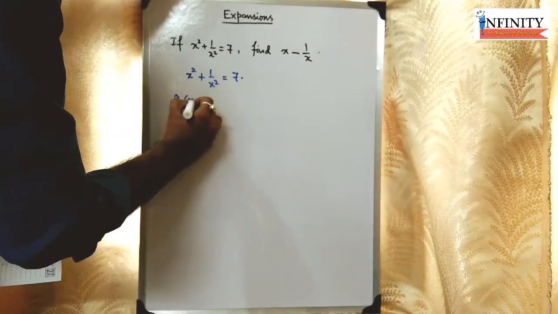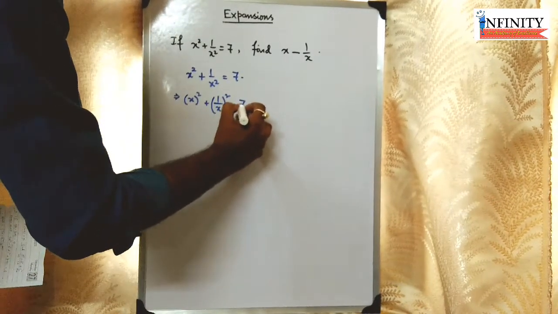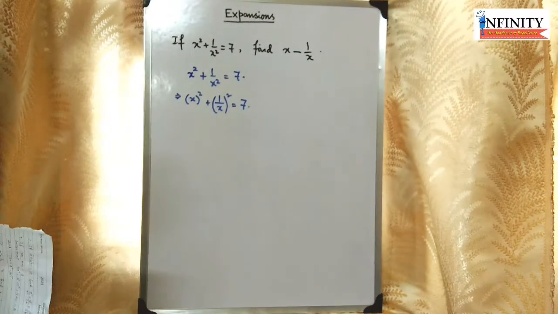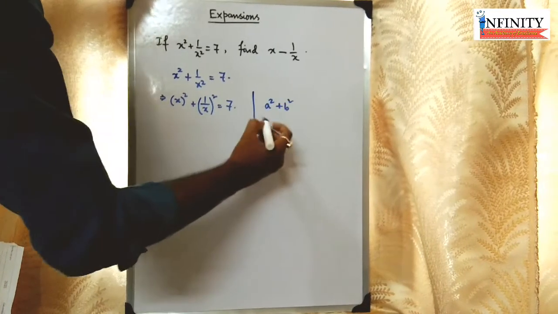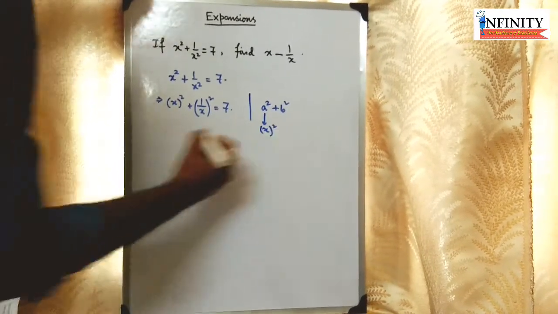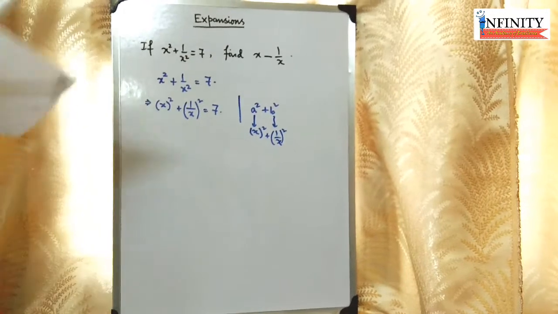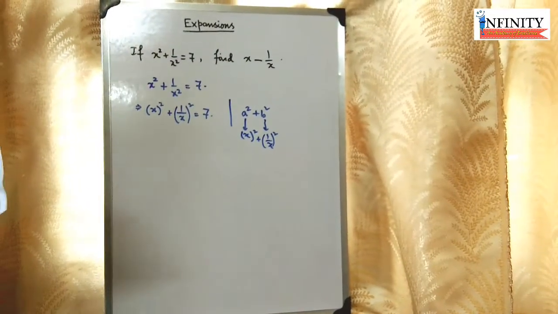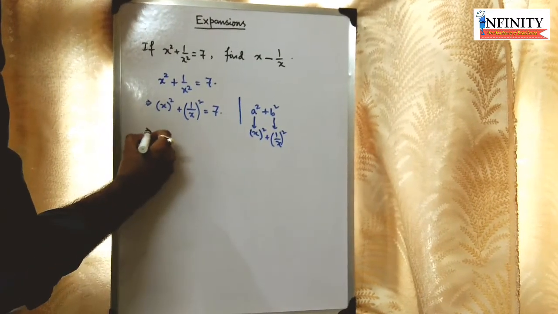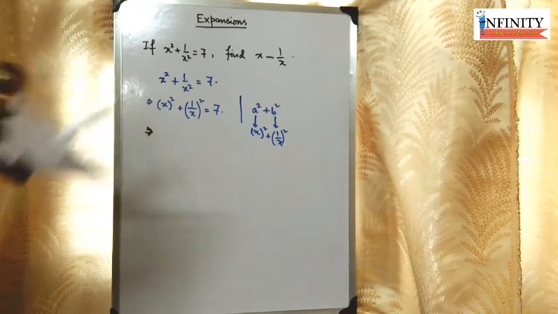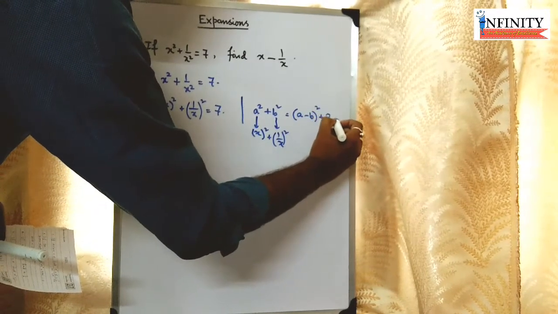So simply say that it is nothing but x whole square and 1 by x whole square, right? It is x squared plus 1 by x whole square. So it looks like a square plus b square, where a is x whole square and b is 1 by x whole square. It will follow the formula for a square plus b square, right? And which formula you have to take? You have to take a square plus b square equal to a minus b whole square plus 2ab.